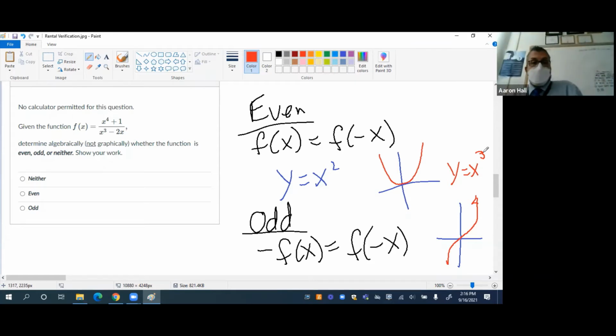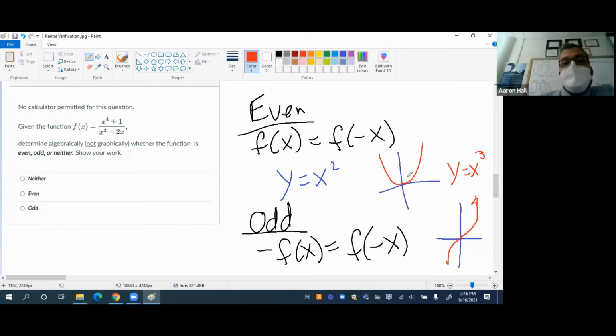So this is how we're going to figure this out algebraically. Which of the two choices, even or odd, would be the easiest to prove? Even, yeah, because I already know what f of x is. I just need to find f of negative x. And if it is, then we know it's even. All right, how do I find f of negative x? If I know what f of x is, how do I find f of negative x?